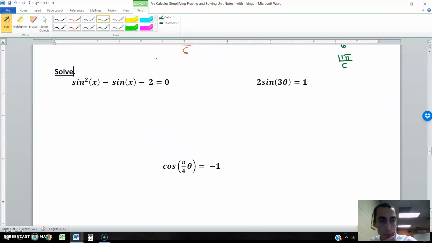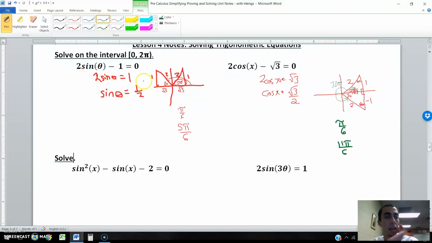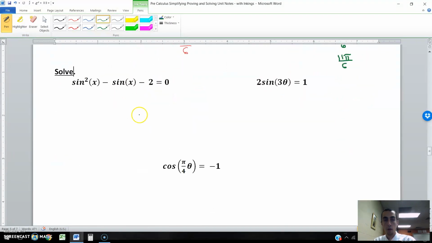Now the next set of problems are more difficult because it just says to solve, meaning it wants us to find all the angles that make these equations true, not just the angles that are between 0 and 360 degrees. Alright, so this first one. Look at this and see this looks like a quadratic equation. So we can take a quadratic equation and we can factor it into two binomials.